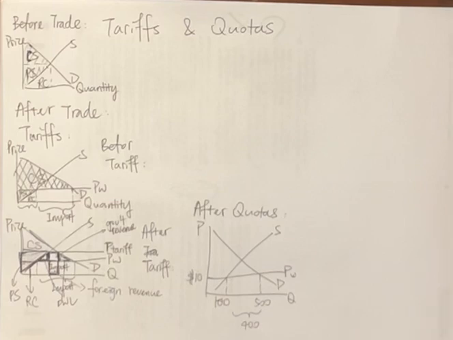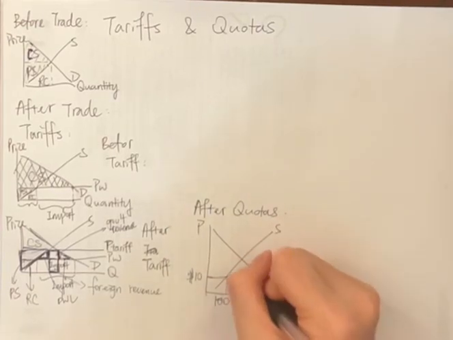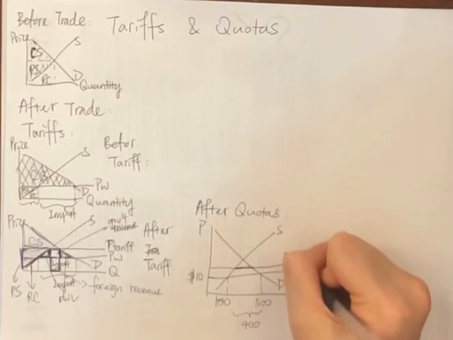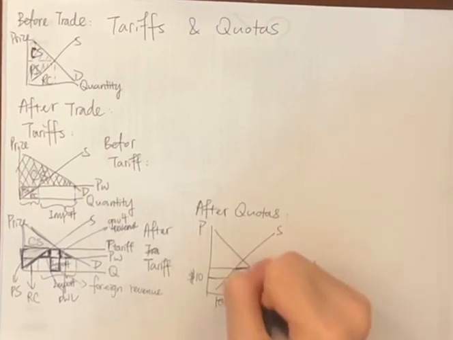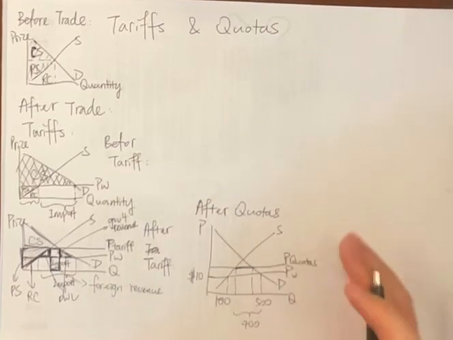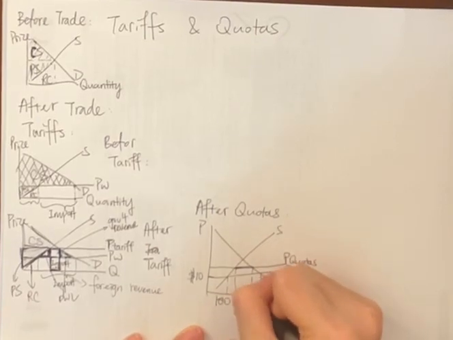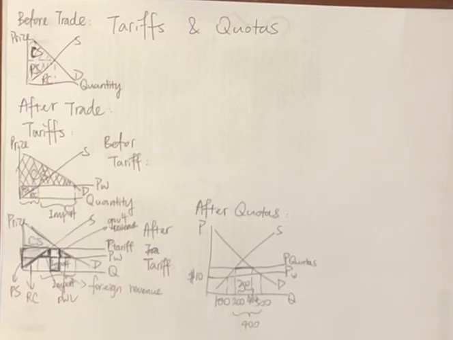So what should we do? If we only want to import 200 units, but the consumers demand the same amount of goods, what does that mean? That will cause a shortage. Every time there's a shortage, it will drive the price up. So it will move the price up, and this is the price after the quota. The corresponding quantities will be 200 and 400, so this is the 200 that we import from other countries.